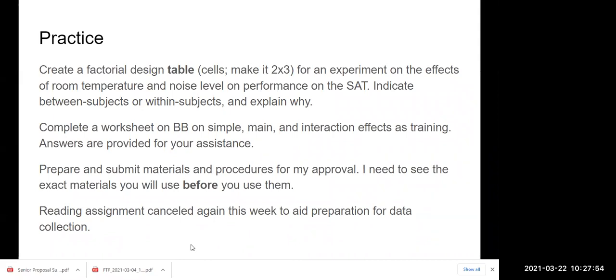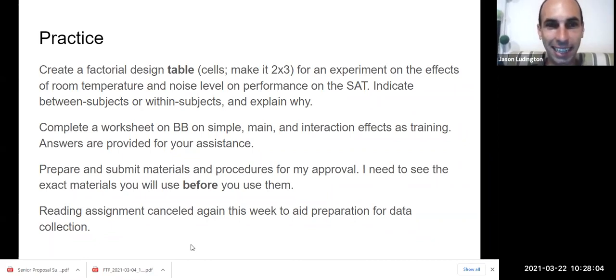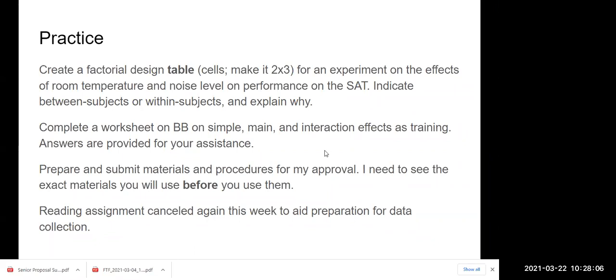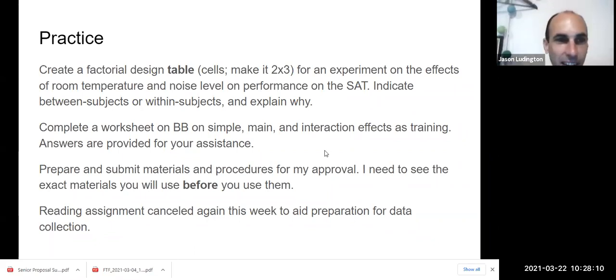Noise level has silent, and now for room temperature I have 20 degrees Celsius, 25 and 30. Oh, exactly what I said, huh? Yeah, it's like I'm psychic. Oh, all right.